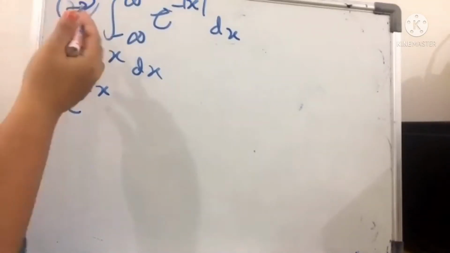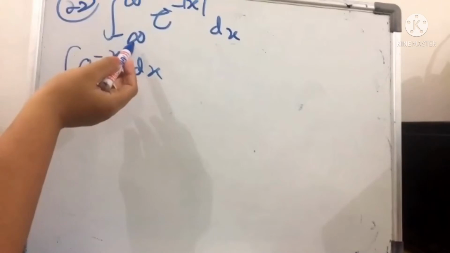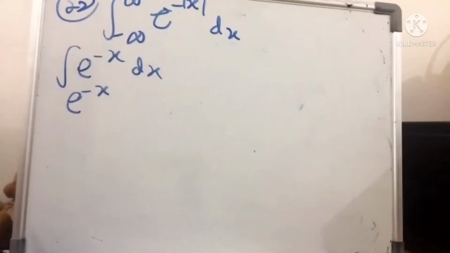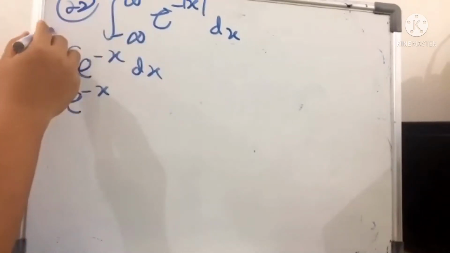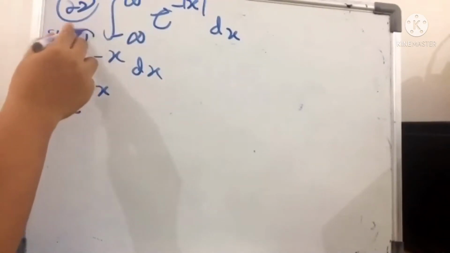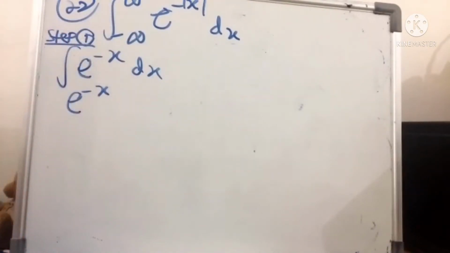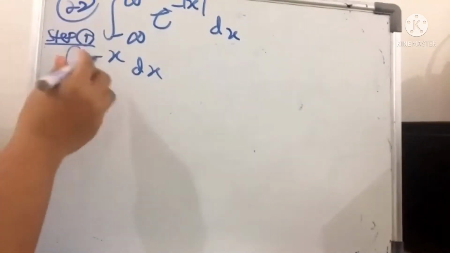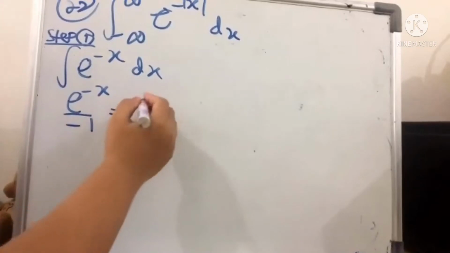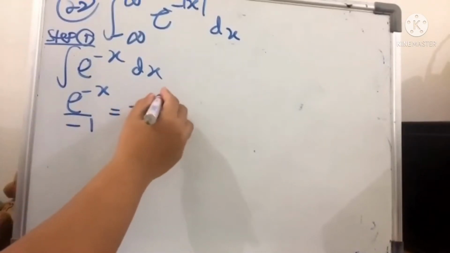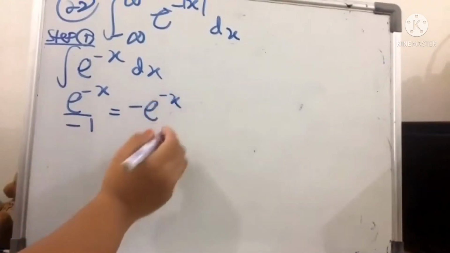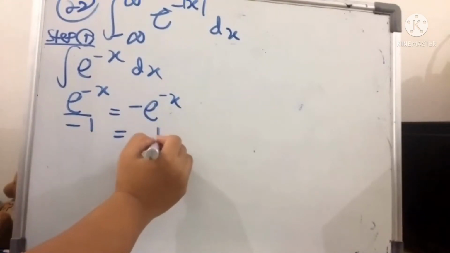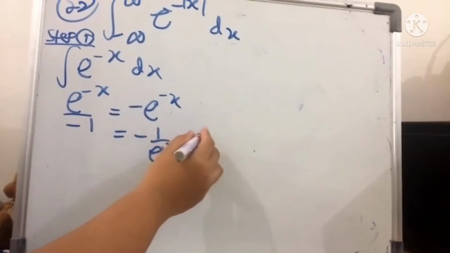Okay, so question number 22, integration from negative infinity to infinity of e to the power of negative x dx. Firstly, step one, you have to integrate e to the power of negative x dx, where you get negative e to the power of negative x over negative 1. So you get negative e to the power of negative x, or you can write it as negative 1 over e to the power of x plus c.